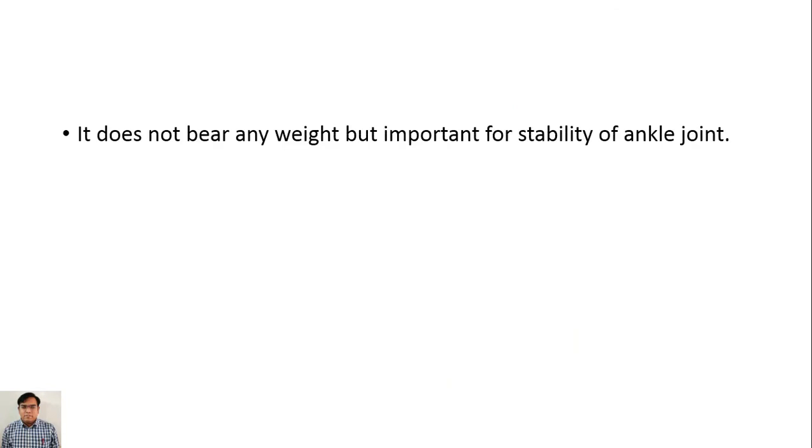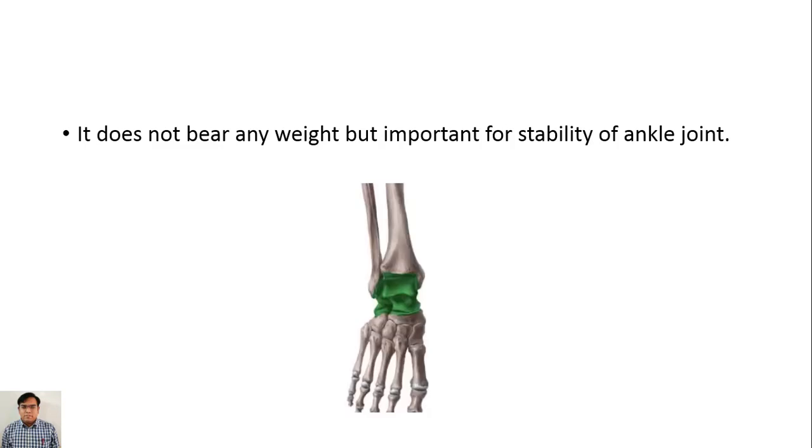It does not bear any weight, but is important for stability of the ankle joint. Most of the weight of the body is transmitted to the foot via the tibia, and the fibula is important for maintaining the stability of the ankle joint by its ligaments.